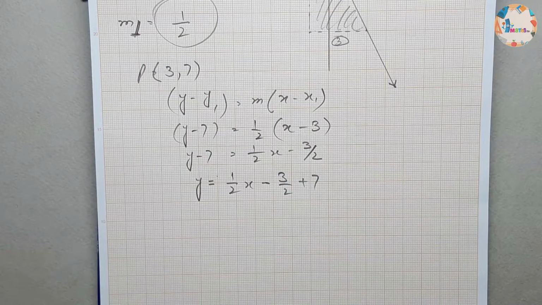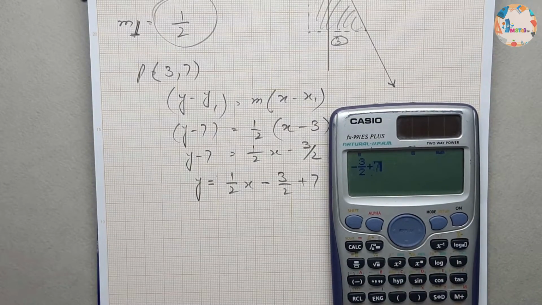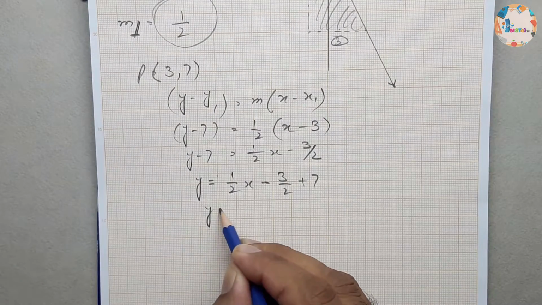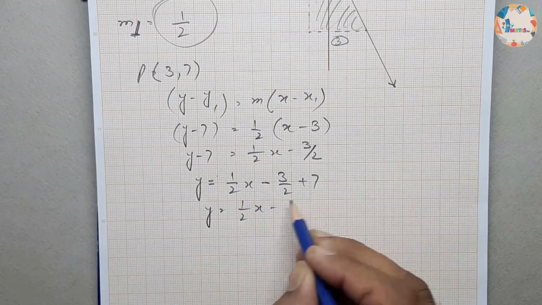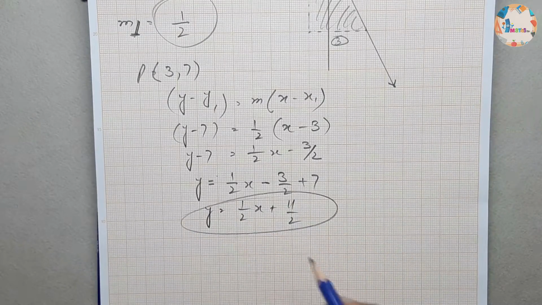So minus 3 by 2 plus 7 we can solve with the help of a calculator. Minus 3 by 2 plus 7 will be equal to 11 by 2. So y is equal to 1 by 2 x plus 11 by 2. This will be our final answer.